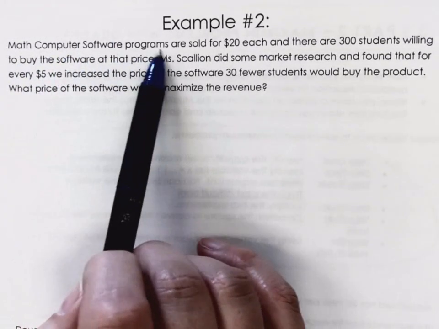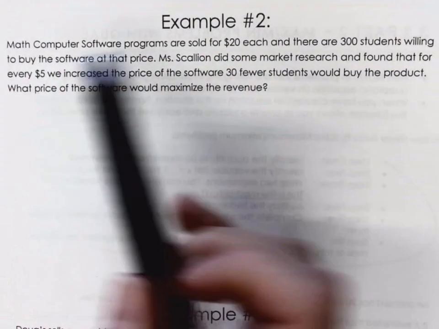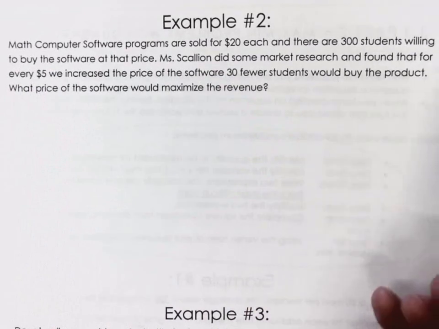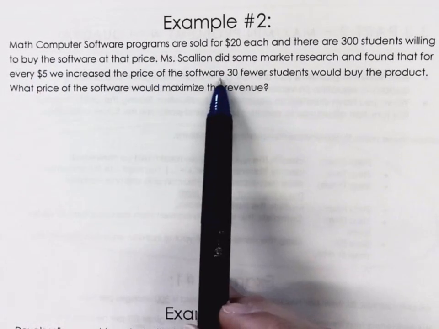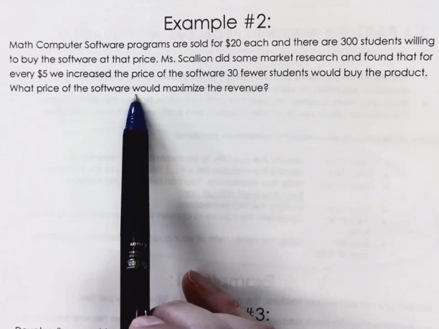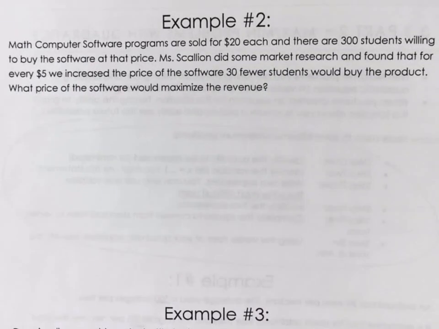Okay, math computer software programs are sold for $20 each, and there are 300 students willing to buy the software at that price. Ms. Scallion did some market research and found out that for every $5 we increase the price, 30 fewer students would buy the product. What price of the software would maximize the revenue? That's a lot of words. What are we talking about? We want to know how much we're going to charge for this program, and how much money we're going to make from that.